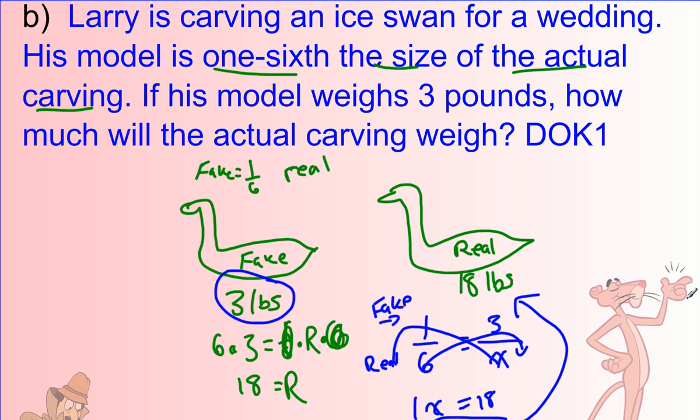So in that case, drawing the picture might have been helpful. Labeling some stuff might have been helpful. Modeling out the little equation, it says her model or his model is 1/6 the size of the actual carving. That helped me out a ton.